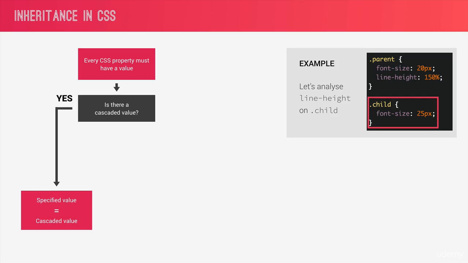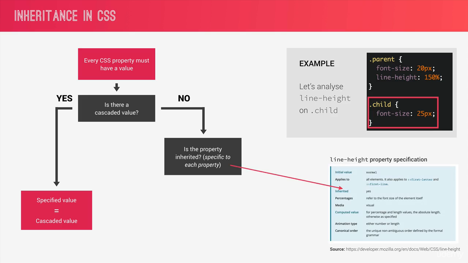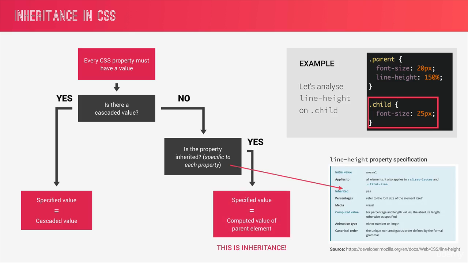Now, if there's no cascaded value, then the next question is if that property can be inherited. And that depends on each property. There are some properties that are inherited and others are not. In the case of line height, that property gets inherited, as we can see from the property specification. So, if a property is inherited, then the value of that property becomes the computed value of its parent element. Now, it's very important to note that the value that gets inherited is not simply the 150%, but the computed value. In this case, that's 150% of 20 pixels, which is 30 pixels.